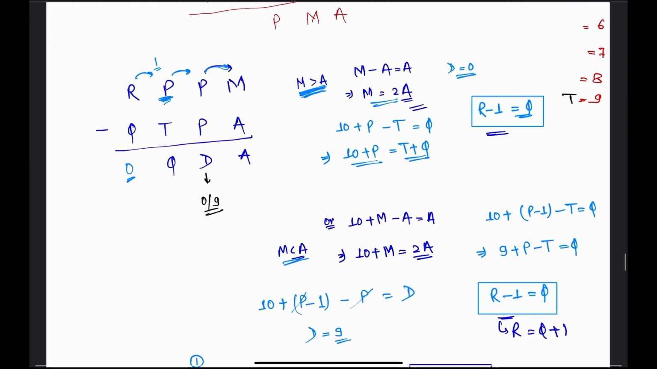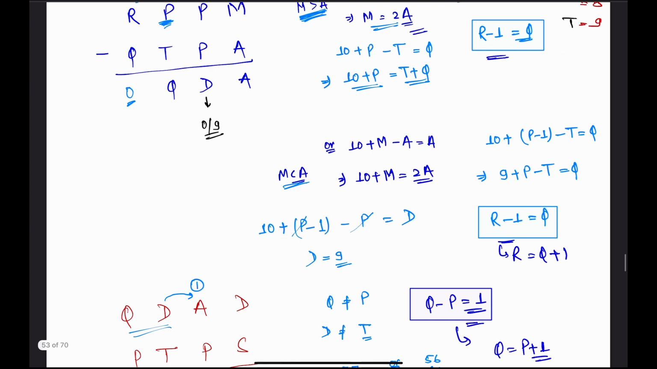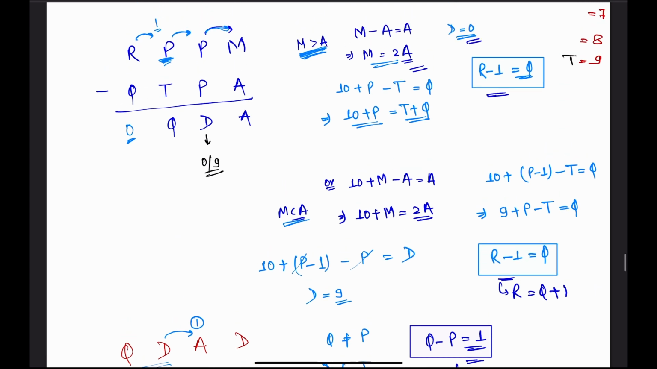And again we remember that the value of D equal to 0. So if D equal to 0, which is possible here, then this equation is wrong, which means M is greater than A. So M is greater than A. This much is also our finding.